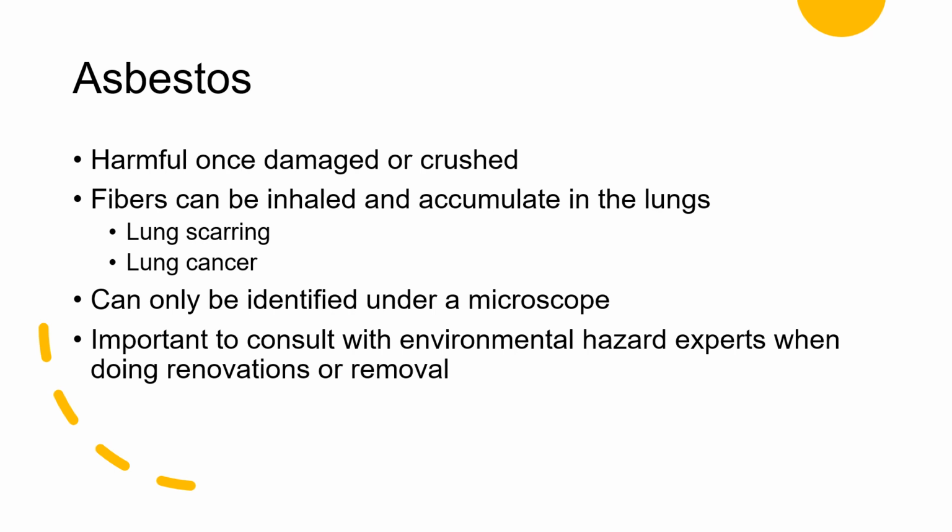Also, asbestos can only be identified under a microscope, so you will need to consult with an environmental hazard expert to be sure about its presence or absence. You can't just look at that siding without knowing anything about it and say this doesn't have asbestos in it. It may actually, and you need confirmation of that. In the same manner, if asbestos is present in your home, you will need to contact professionals to have it removed, and you should not attempt to remove it yourself.